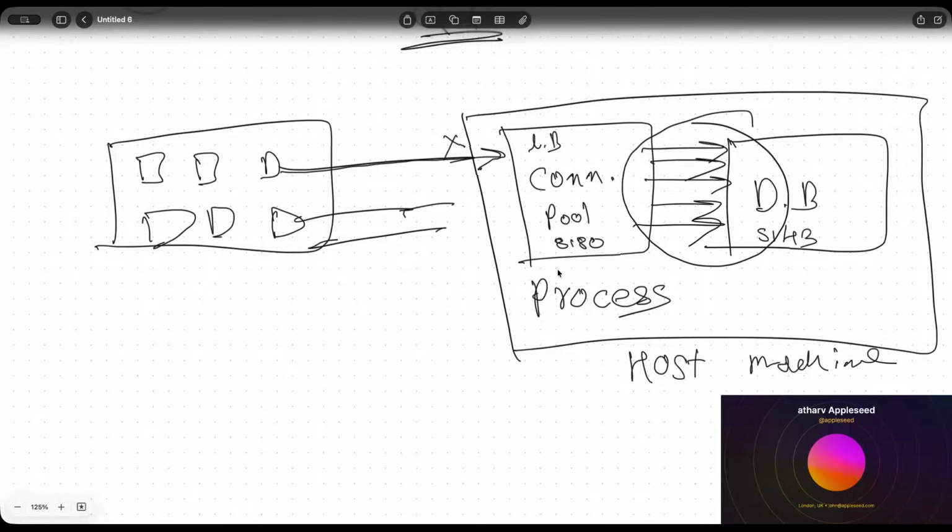So whatever performance overhead that this constant new connection creation was putting onto the database, it is being absorbed by this connection pool.